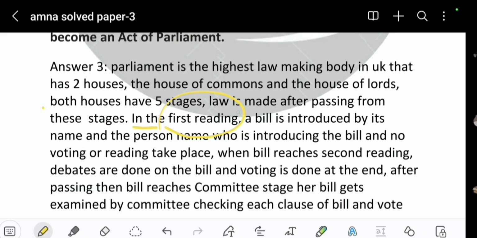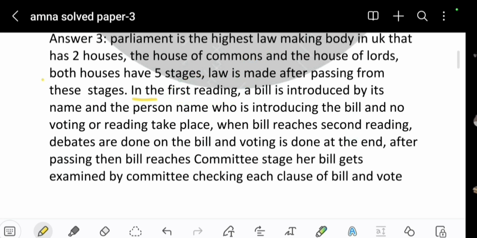Then, the next line is going to start straight from the first reading. First reading is basically the first stage, but you will not write the name of the first stage. Instead, you will write the name first reading. This is the correct name to use. After writing the first reading, you will continue your answer by explaining what happens in the first reading and how it is done.